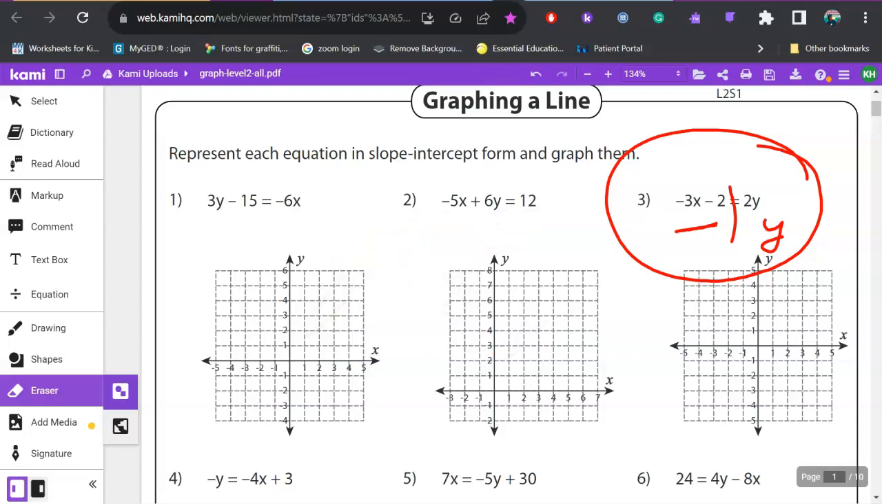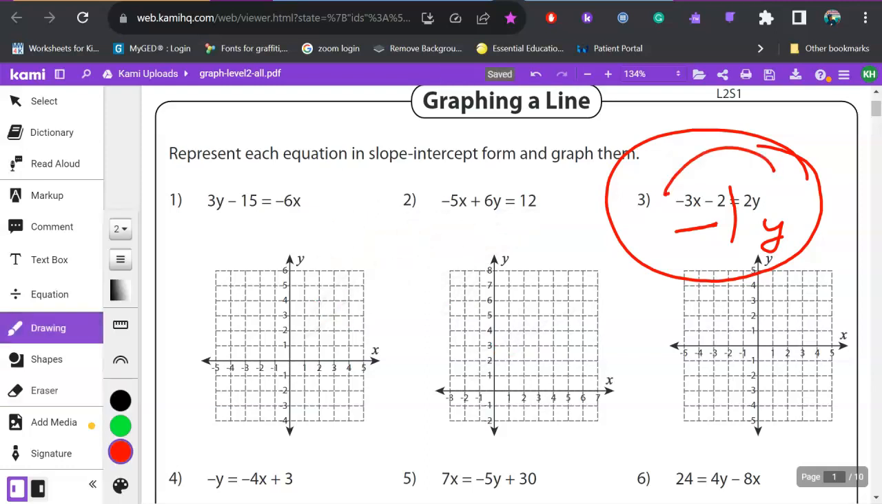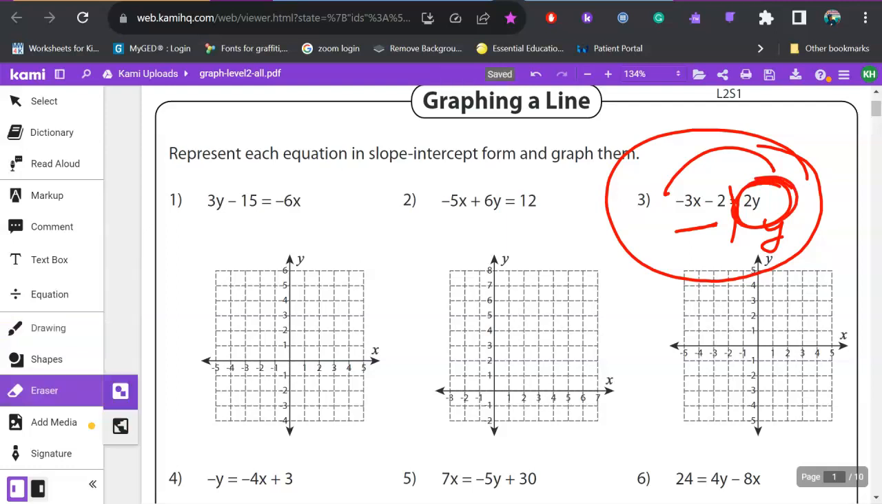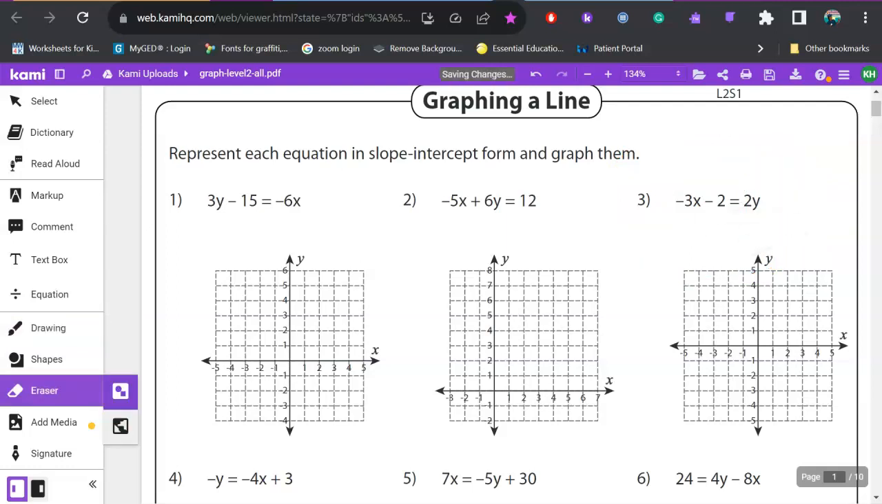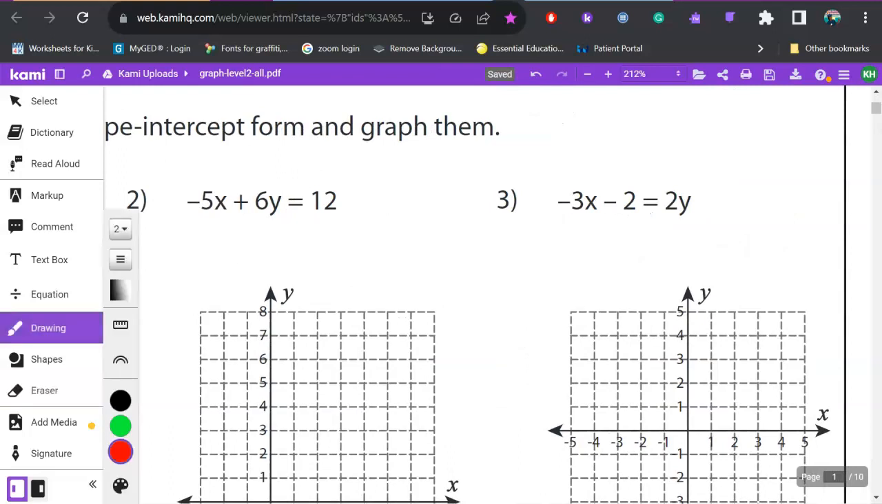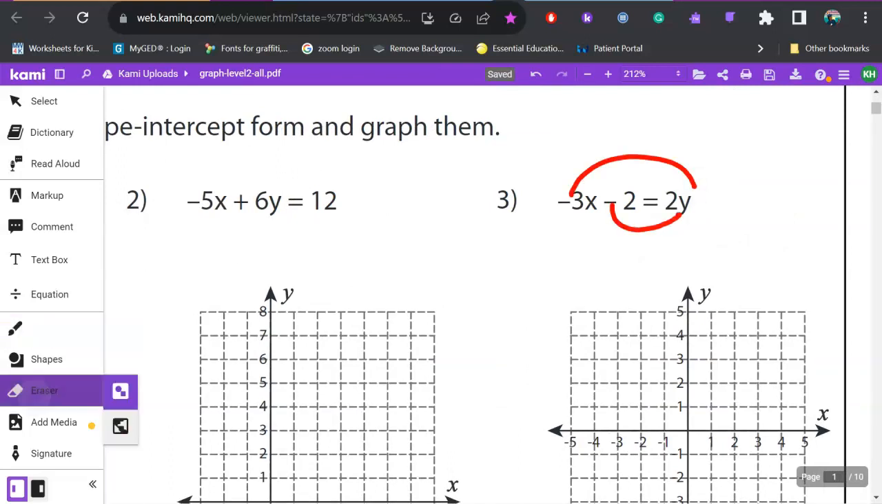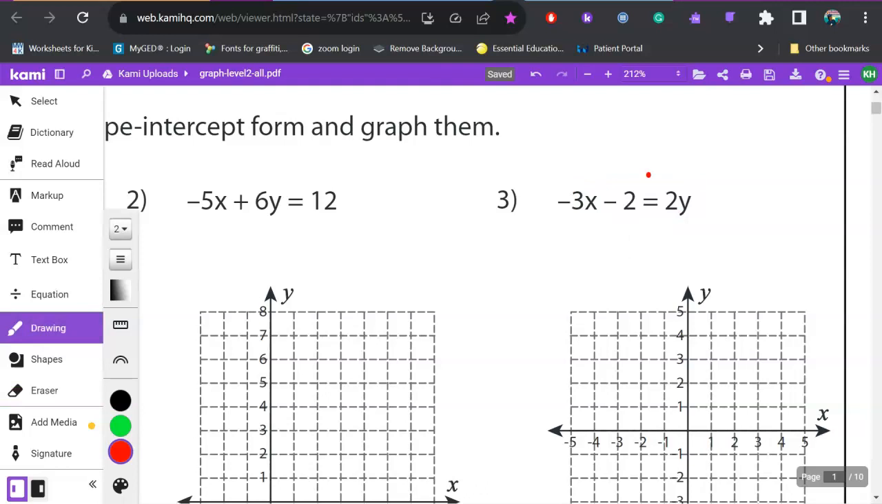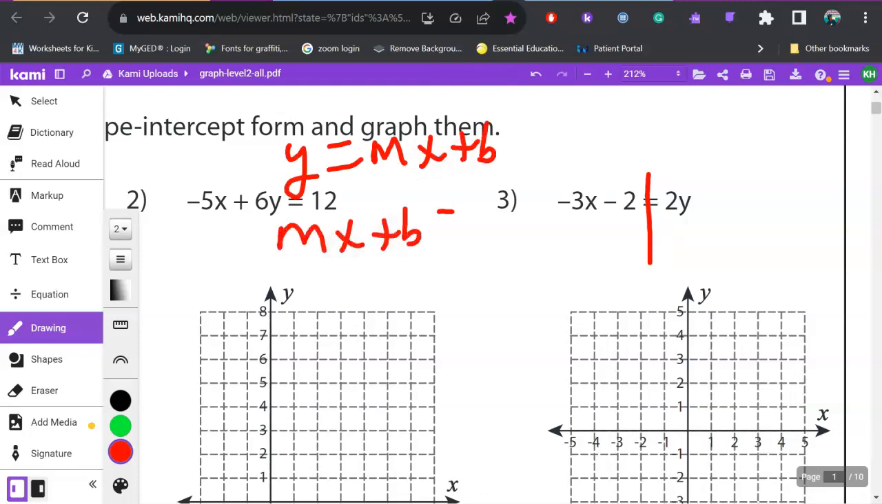Okay? I don't have to move over the negative 3x over to that side, because y is already the only thing that's here. I just need to get rid of the 2 now, right? So I'm not going to move this over, and I'm not going to move this over. I don't need to do that. Y is already the only thing on that side of the street. Because remember, it can be y equals mx plus b, or it can be mx plus b equals y. And that's exactly what we have.